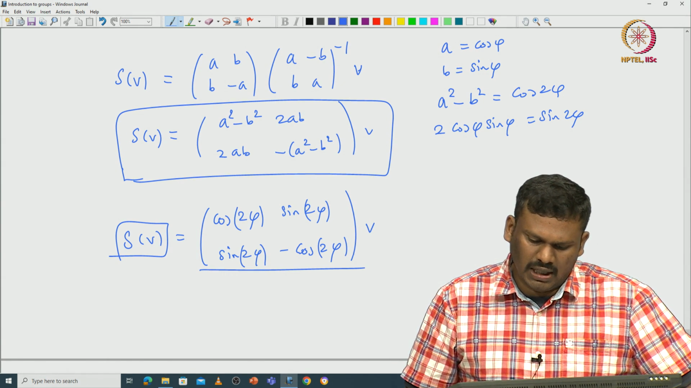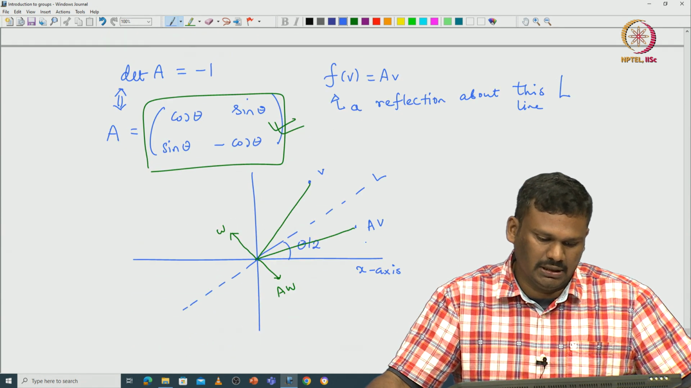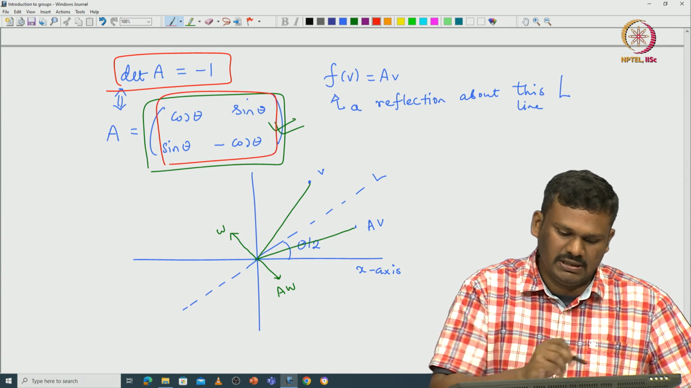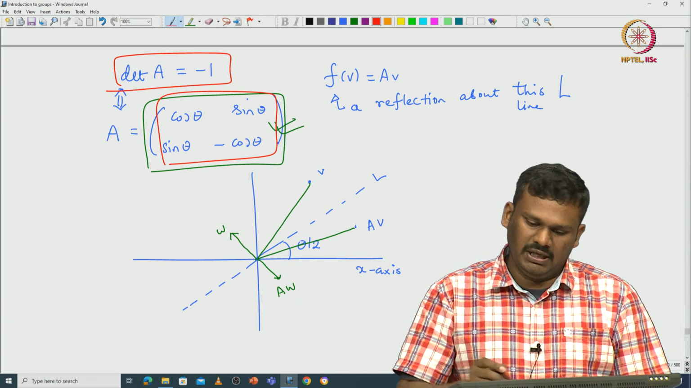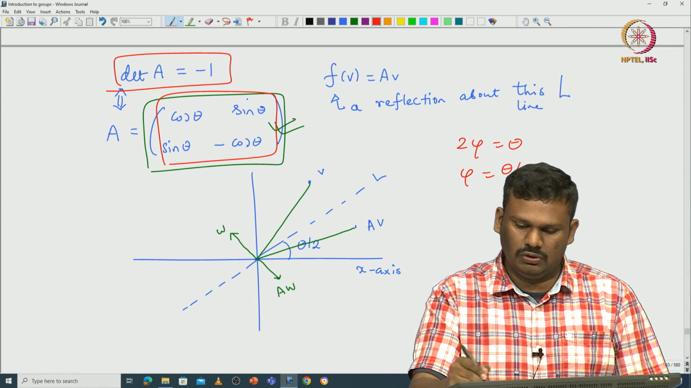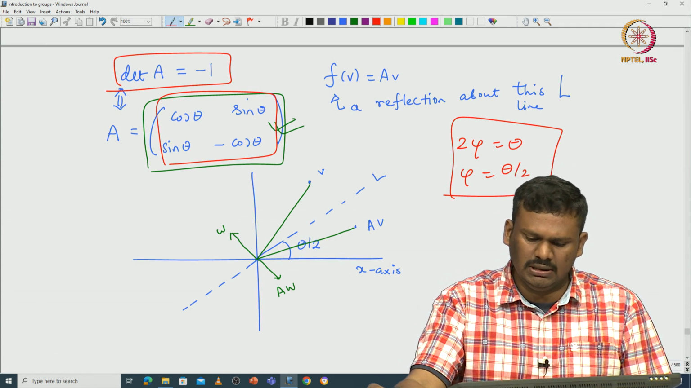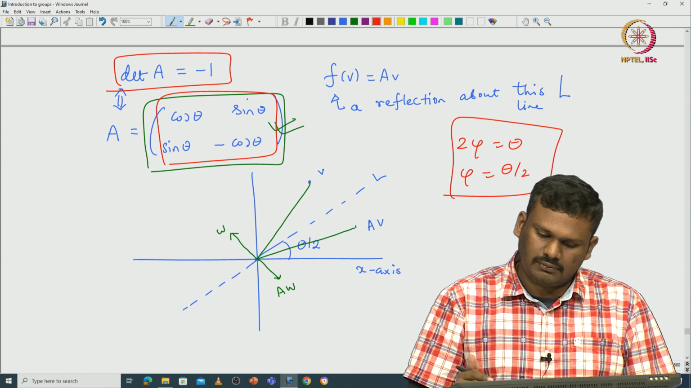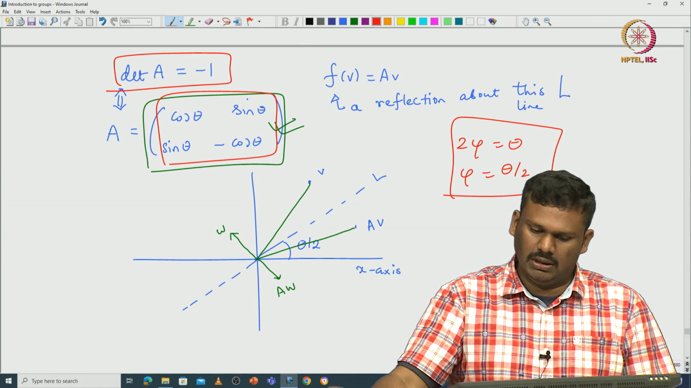Okay. So, now this matrix is the matrix that you are getting in your calculation when the determinant is minus 1. When the determinant is minus 1, you are getting exactly the same matrix, cosine theta, minus cosine theta. So, that means your 2 phi is theta, so phi is theta by 2. So, you take this line that passes through the origin, which stays at angle theta by 2 from the x axis. Then if you do a reflection with respect to that, you exactly get this formula.